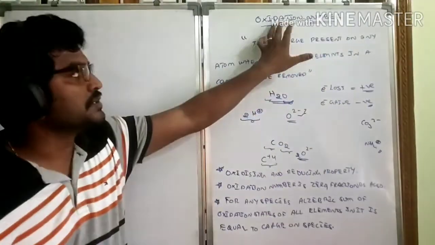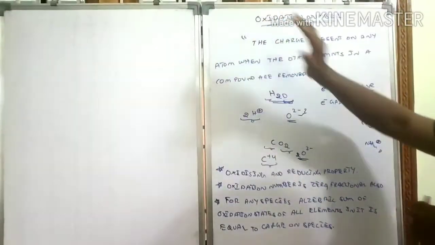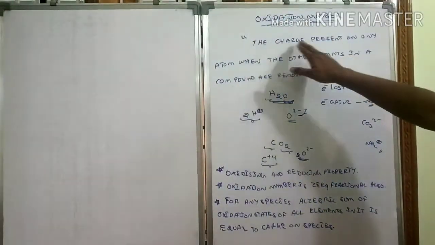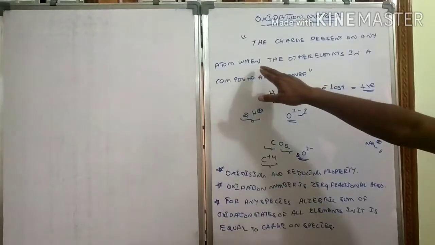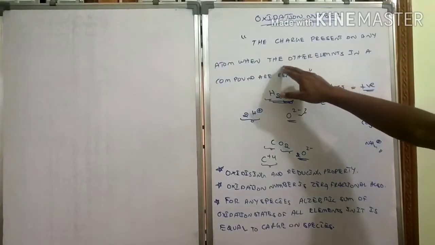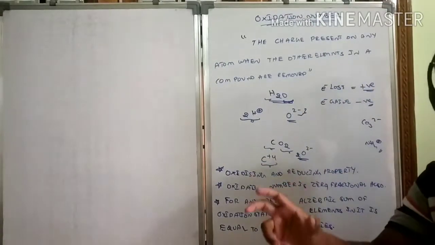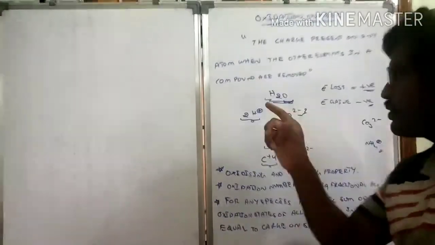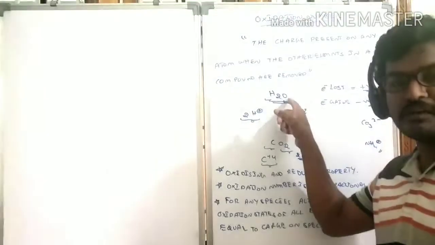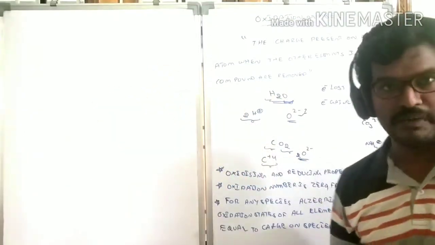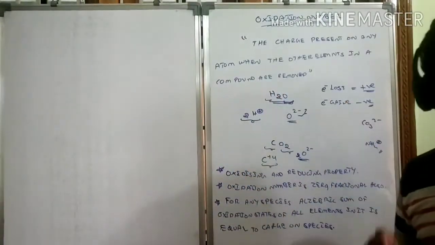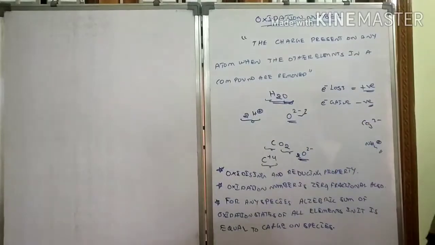This is how we can study the oxidation number. Let's see this. What does oxidation number mean? The charge present on any atom when the other elements in a compound are removed. In any compound, if you want to find the oxygen oxidation number, you have to remove the other elements. If you want to find the hydrogen oxidation number, you have to remove the oxygen, like that.